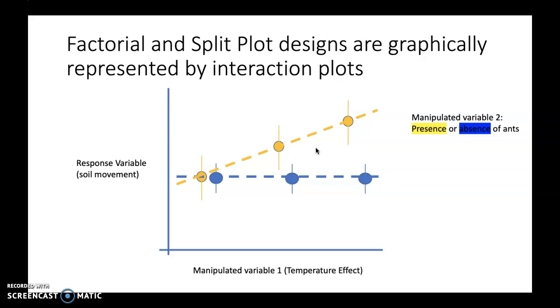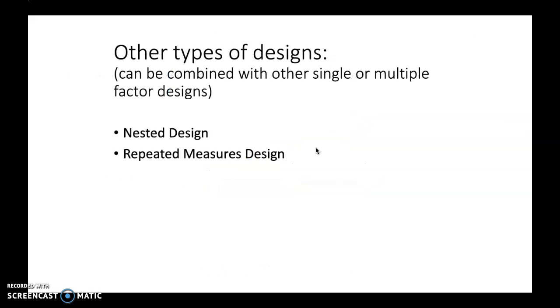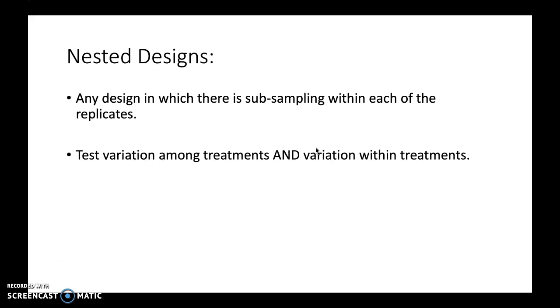That's sort of the basics of an interaction plot, and we can definitely work through some of these later on in our lab exercises. All right, there is another type of design that I didn't get a chance to talk about, and these are nested or repeated measures designs. These can be combined with other single or multiple factor designs. A good example would be the repeated measures design, which we used in the seed dispersal experiment described in the previous video, because we sampled and evaluated seed count at multiple time intervals.